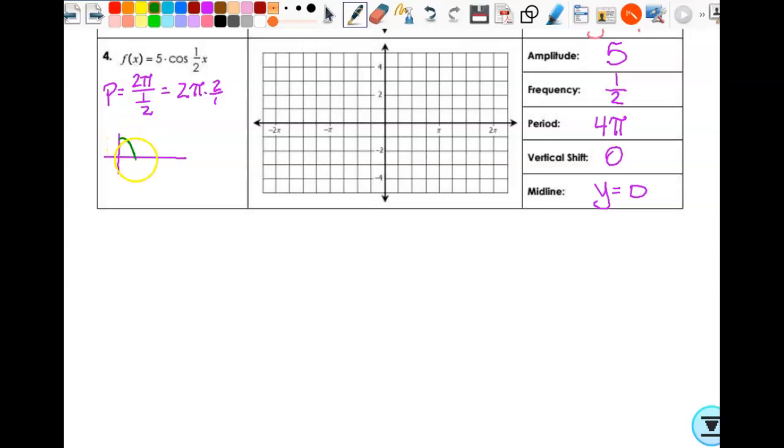Cosine looks like this. All right, my 5 anchor points.